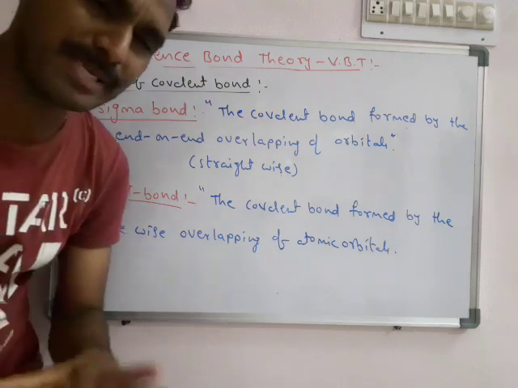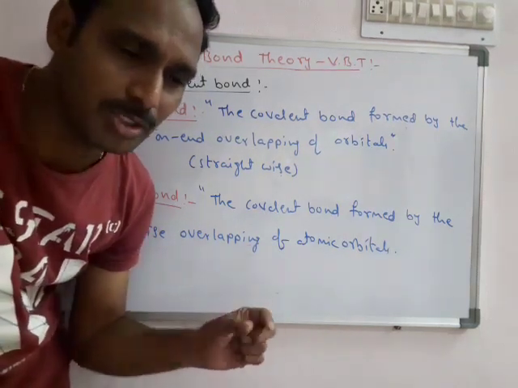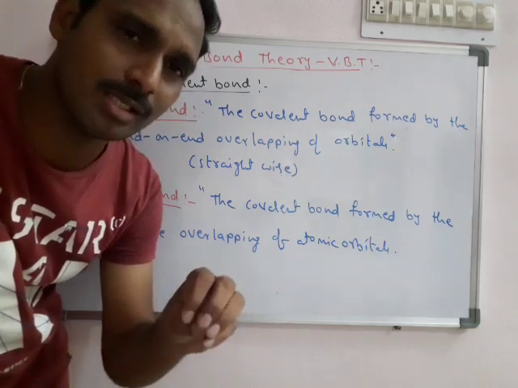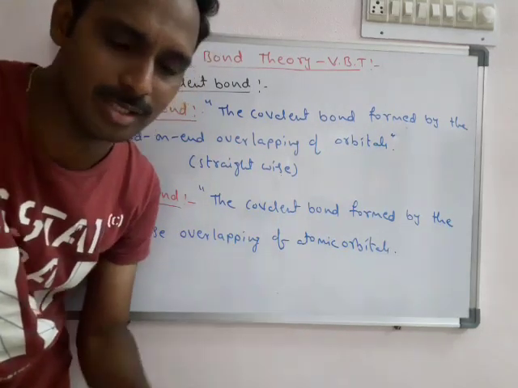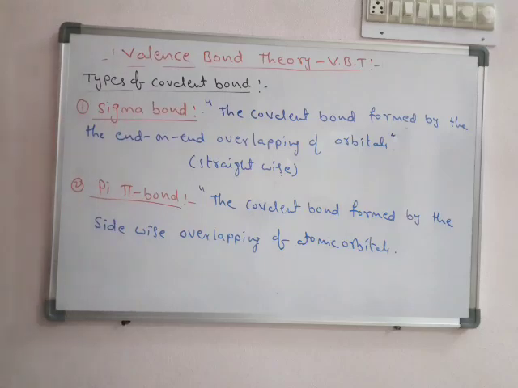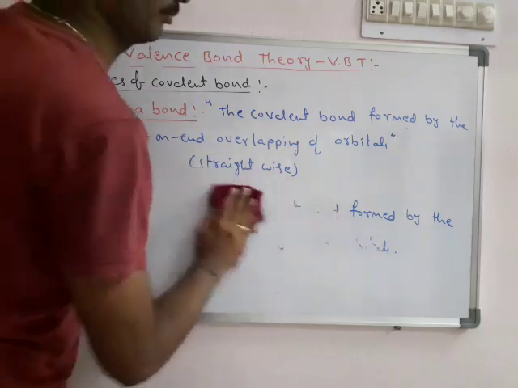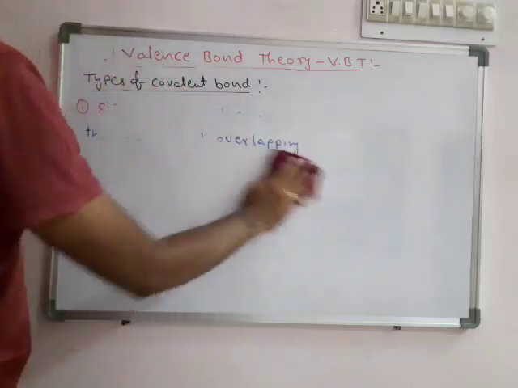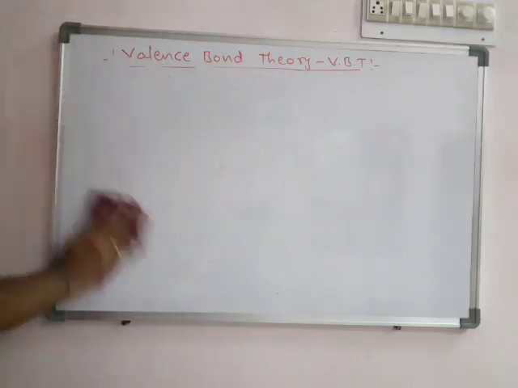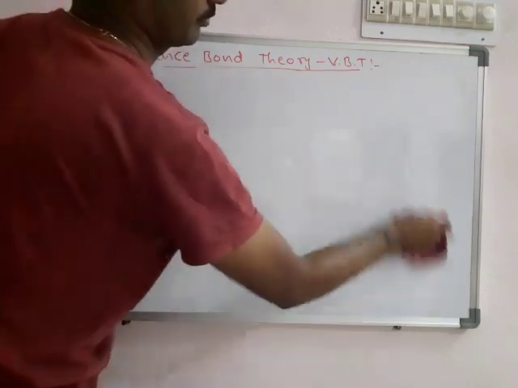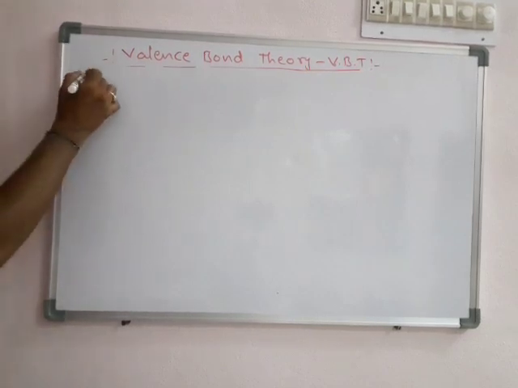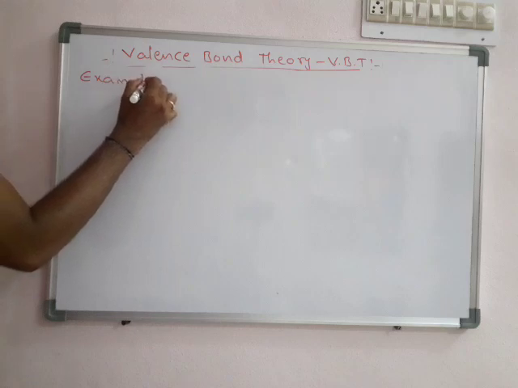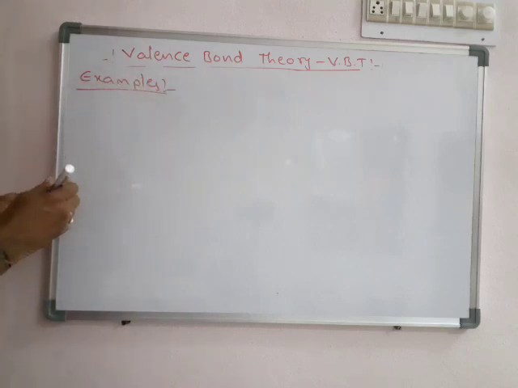There are specific differences between the sigma bond and pi bond. It is a separate topic, but just now we are talking about the total theory. We just introduced what is sigma bond and what is pi bond. Next we see some examples. These examples explain valency bond theory.